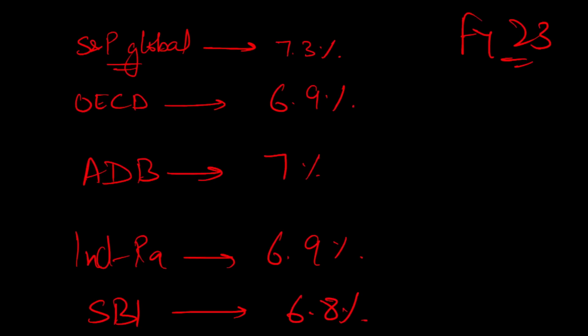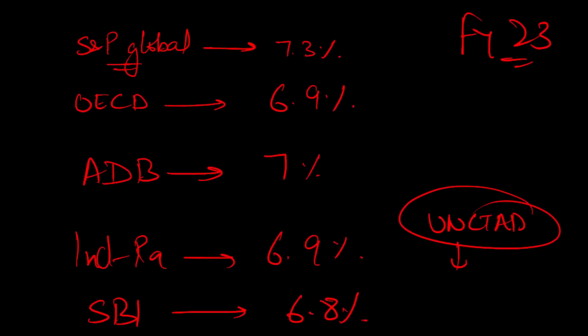6.8%. All right, and if we talk about UNCTAD, UNCTAD is your United Nations Conference on Trade and Development. Its Trade and Development Report for 2022 projected India's growth rate to be 5.7%. So these are some of the growth rates that you need to take a screenshot of, or just pause the video here itself and take a note of them.